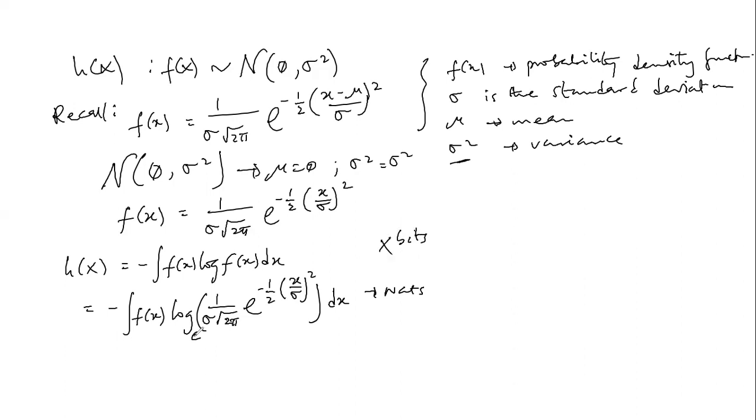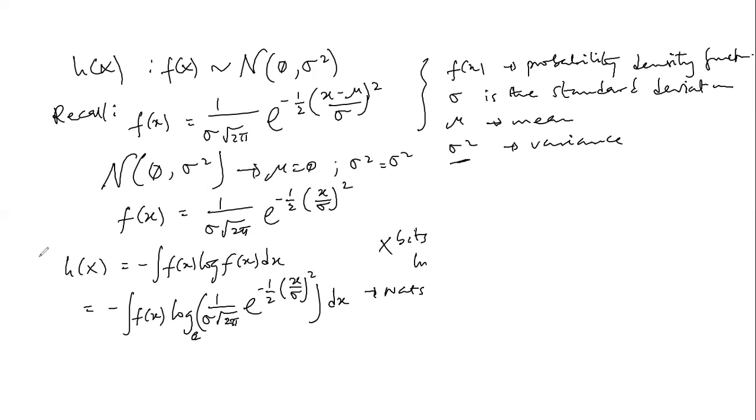It's not going to be in base 2 because it's in base e. We already mentioned that. If it's in base 10, that's Hartley. If it's in base 2, it's in bits. So if we take the natural logarithm, which is log to base e, then this should be in nats. So once we do this, what do we have?